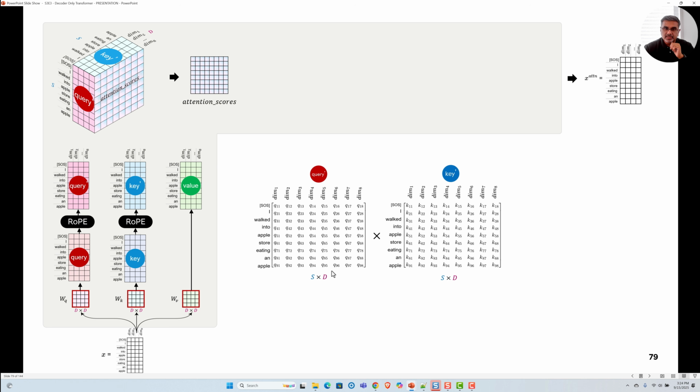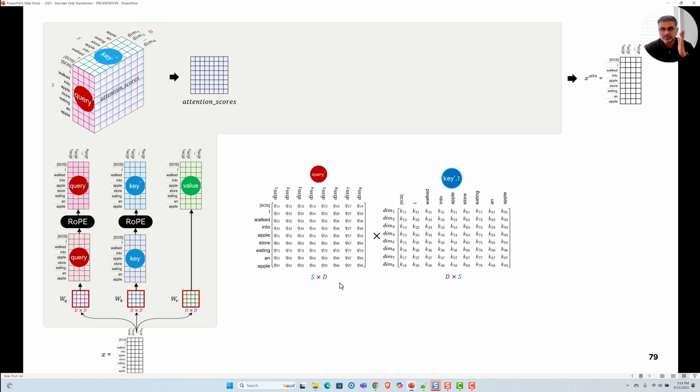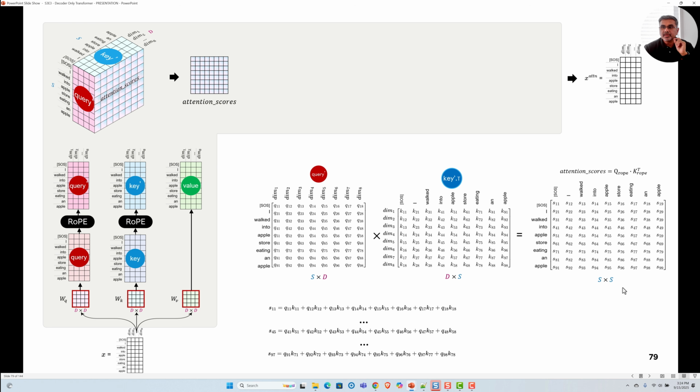So you have your S cross D size matrix, which is the query matrix, and you have the S cross D for key. You cannot multiply S cross D with S cross D. So what do you do? You transpose it. When you transpose it, you get your S cross D and D cross S. When you multiply that, you get your S cross S matrix. Brilliant. Now we're getting somewhere.